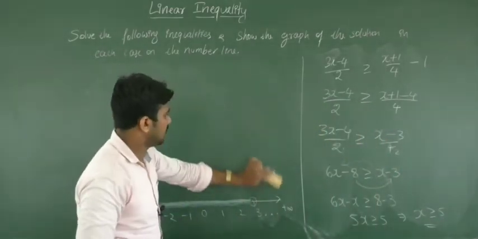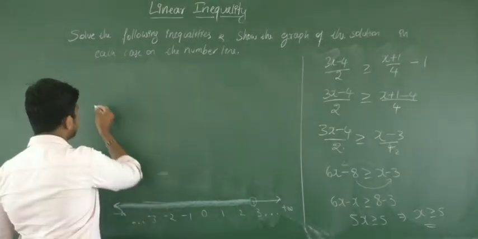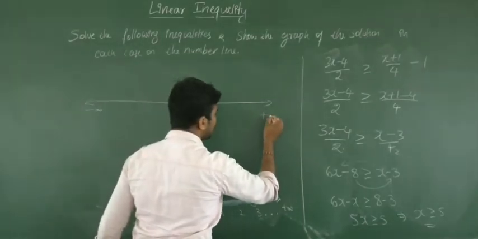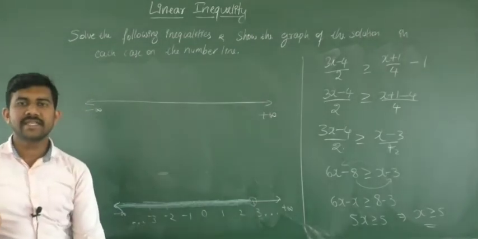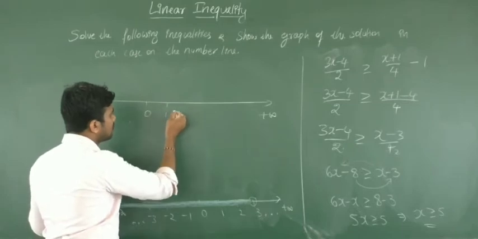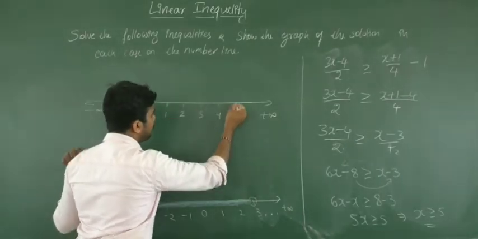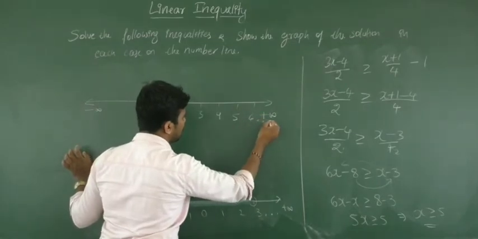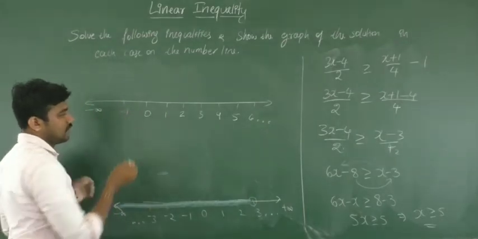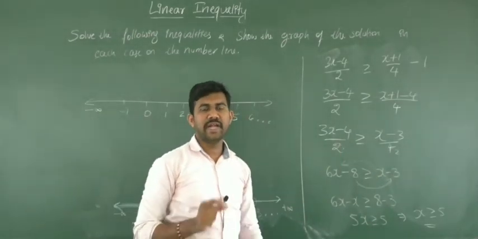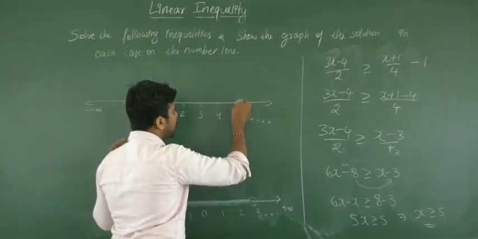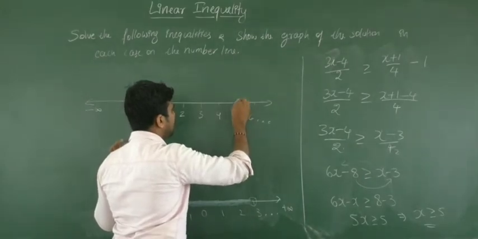So here on the number line, how to show the graph? See, this is a number line from minus infinity to plus infinity. Since x is greater than or equal to 5, at least the point 5 we have to consider. So 1, 2, 3, 4, 5, and next 6 and so on. Okay, just like this. So here, since x is equal to 5 and also greater than 5, on the point 5, I have to draw a filled circle. Okay, like this.